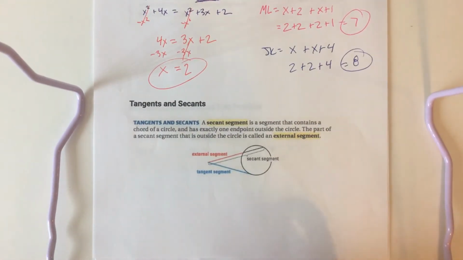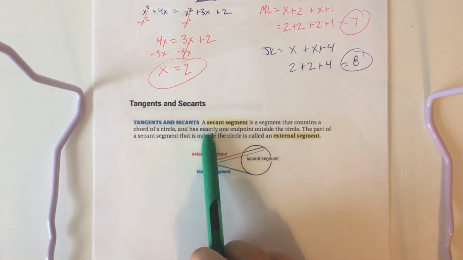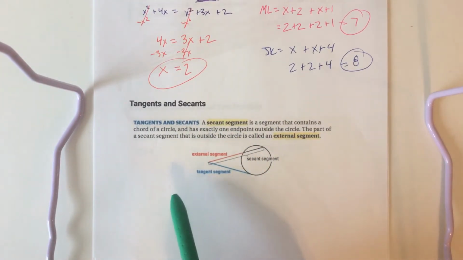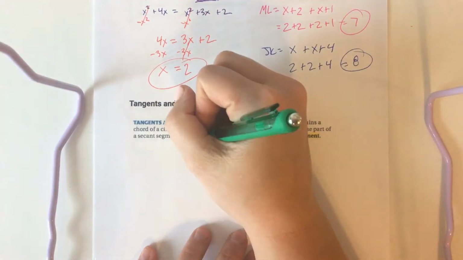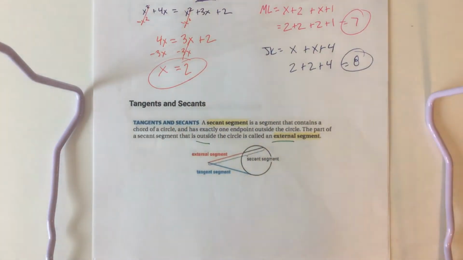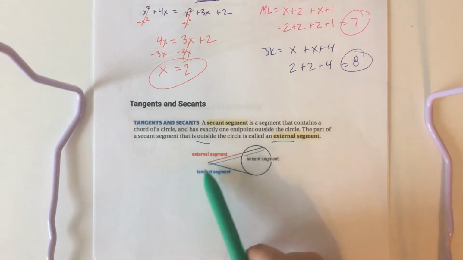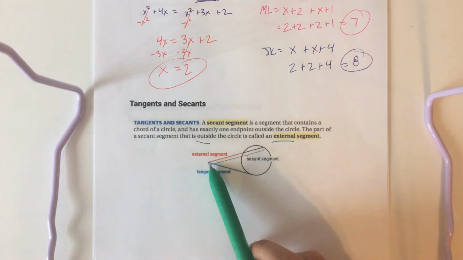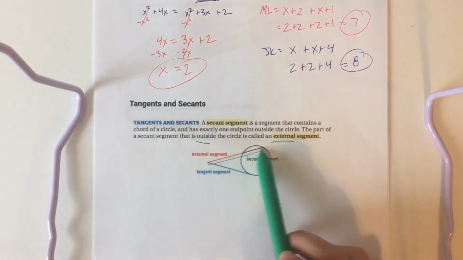we have some theorems that have to do with some tangents and secants, and we've done these definitions already, so you should know what these are. But just reading along with me, a secant segment is a segment that contains a chord of a circle and has exactly one endpoint outside the circle. The part of a secant segment that is outside the circle is called the external segment. Outside and external go together, and that's this red line up here. An external segment is outside the circle and it's connected to a chord.